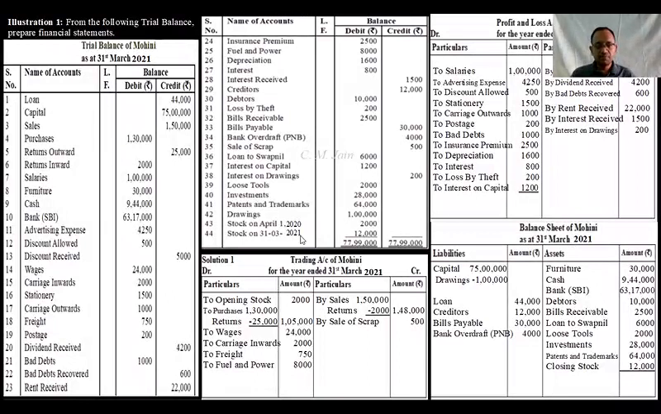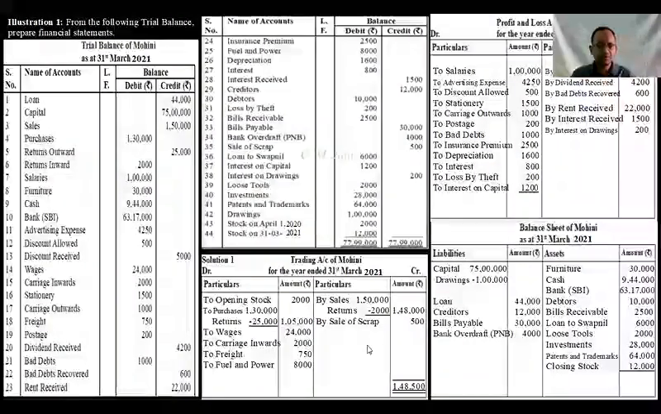We have placed all the accounts given to us in the trial balance. Now let us close these financial statements one by one. First of all, we will close trading account. Find out the debit and credit total in rough. Credit total is 1,48,500.